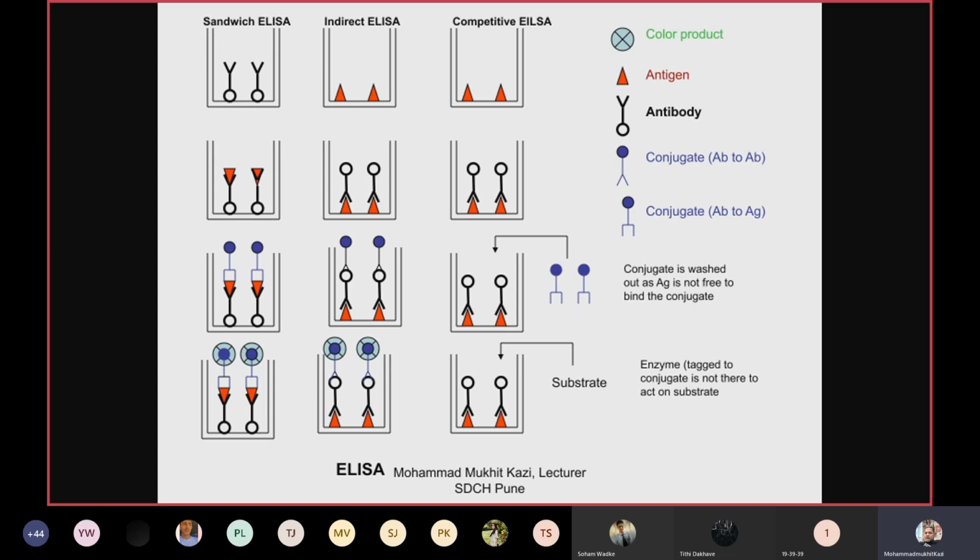0.001 is totally negative. It means there are no antibodies, there was no reaction at all, because the patient does not show any antibody to that HIV virus antigen which we had coated.